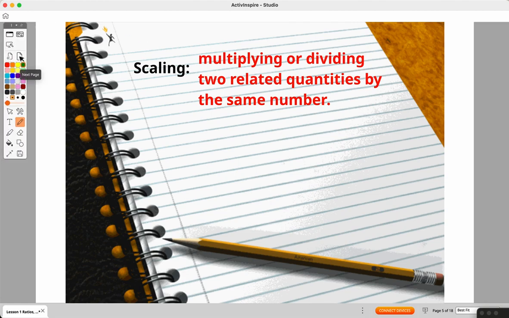It's also, if you've ever seen a model, they're smaller than the real thing, so they scale them down. They divide them by the same ratios, by the same numbers, so that they stay the same basic shape.